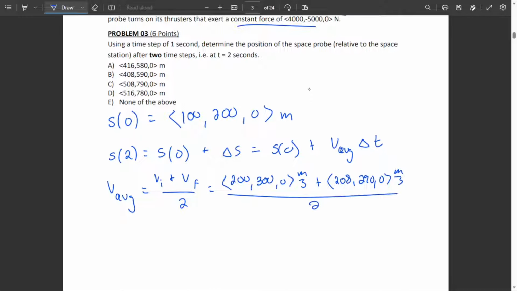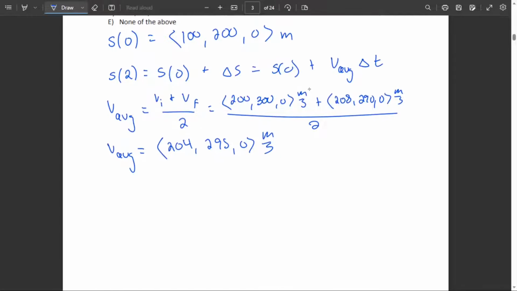Or the average velocity is 204, 295. Alright, so now we just calculate position at 2 seconds.